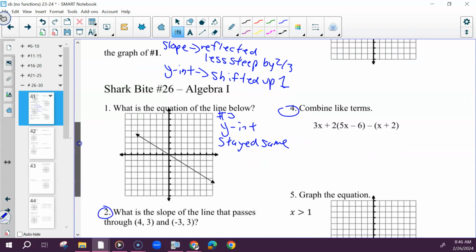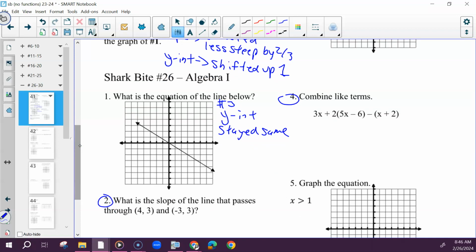Number four. If we were to combine like terms, you could double check this in Desmos, but you couldn't do this in Desmos just by putting it in. So if I distribute, I'd have 3x plus 10x minus 12 minus x minus 2. If I combine all my like terms, 3 plus 10 minus 1, that's 13 minus 1, so 12x. And negative 12 minus 2 would give us negative 14.